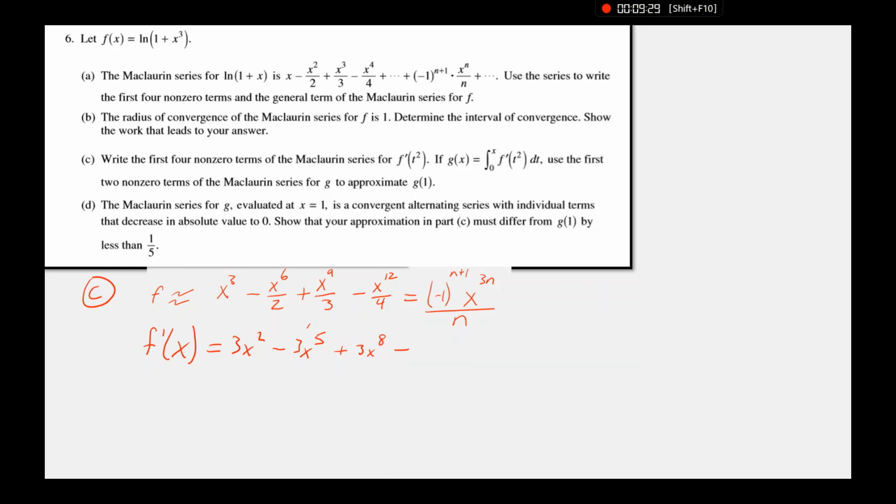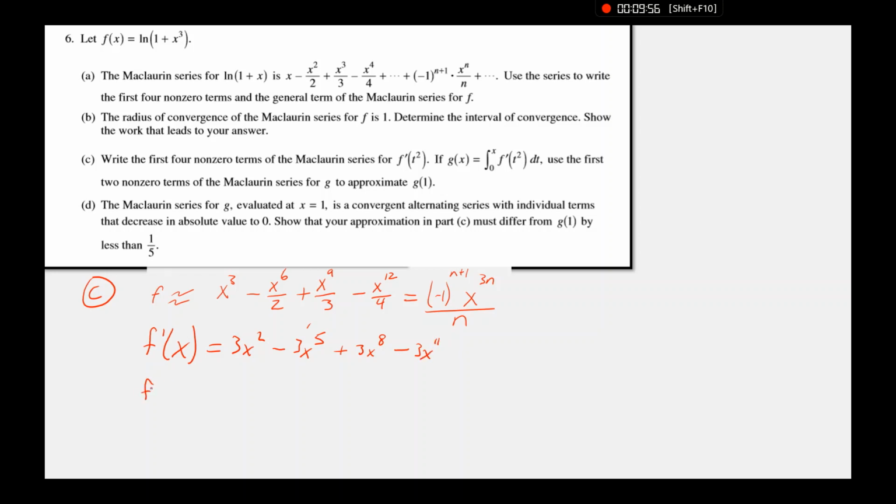Okay, got one more? 3x squared minus 3x fifth power plus 3x eighth power. Okay, minus. Read the first 4 non-zero terms. Minus 3x to the 11th power. Perfect.